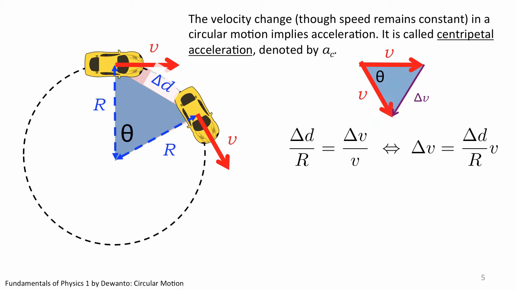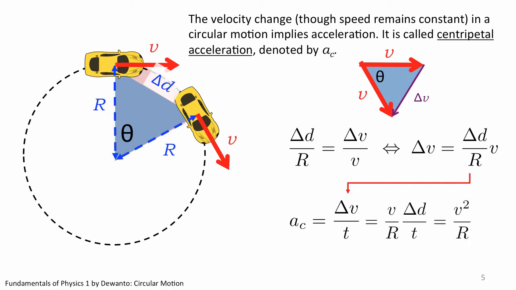This relation is crucial since acceleration is defined as delta v over time, and we can substitute delta v with the earlier expression to give us the square of velocity over radius. The last step is obtained after converting delta d over t to v, in accordance with the definition of velocity.